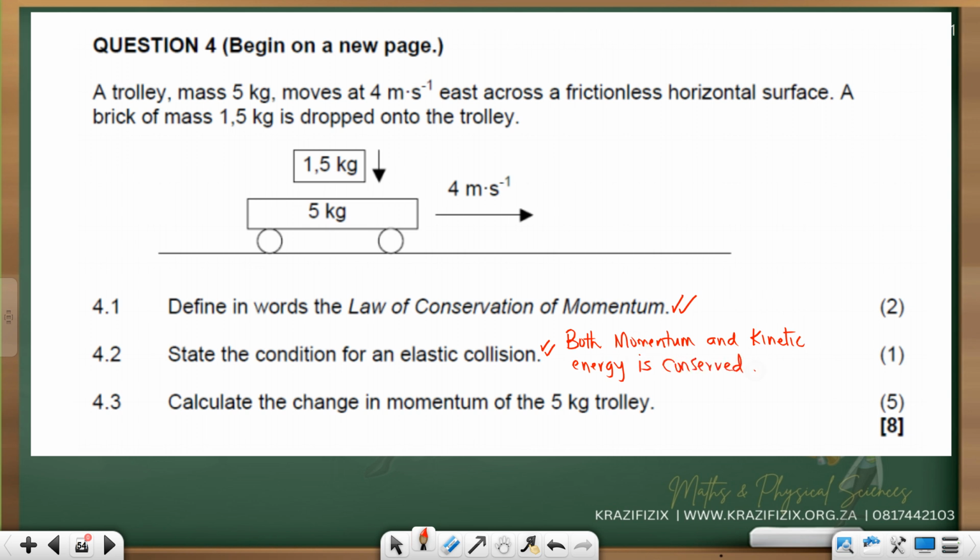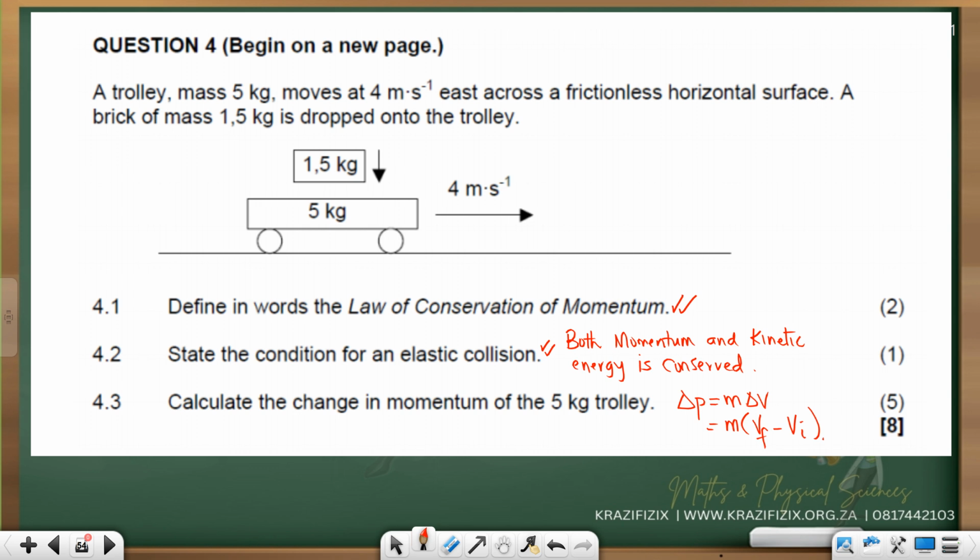Before we can say something is an elastic collision... We've mentioned that over and over again. Now, let's look at this one. Calculate the change in the momentum of the 5 kilogram trolley. Okay, change in momentum is m delta v, which is m times the final velocity minus the initial velocity.